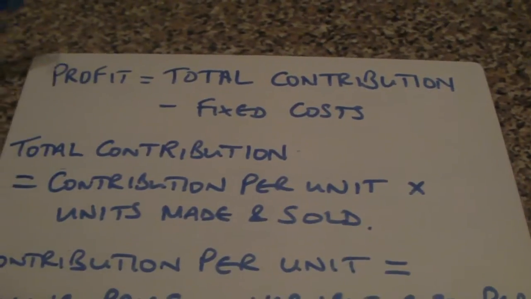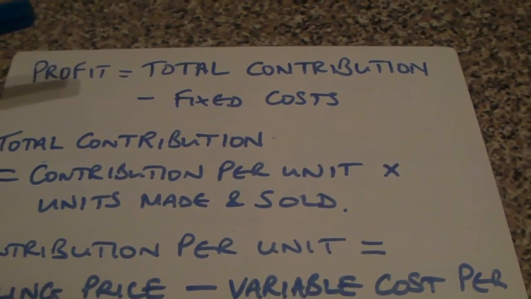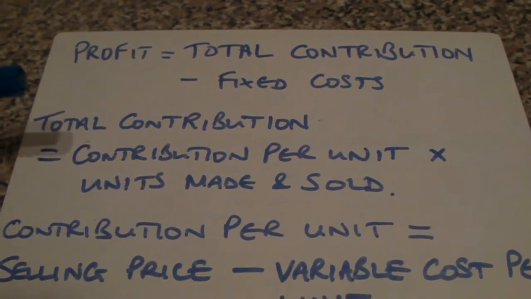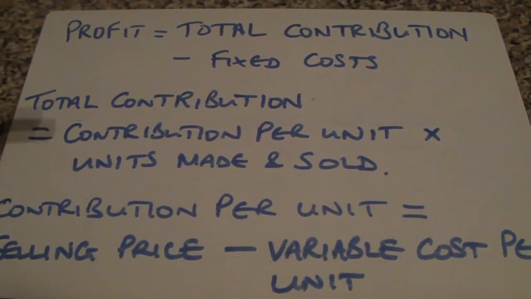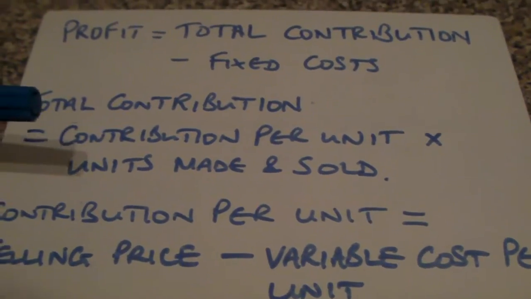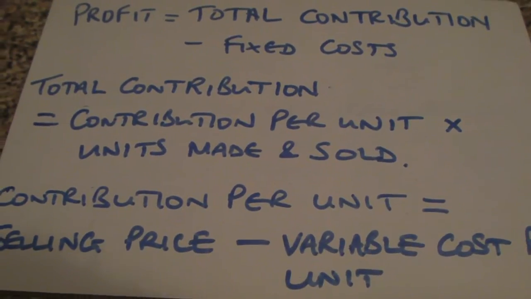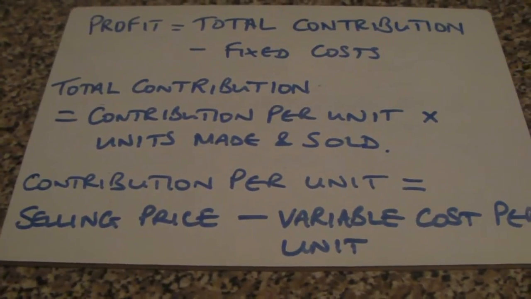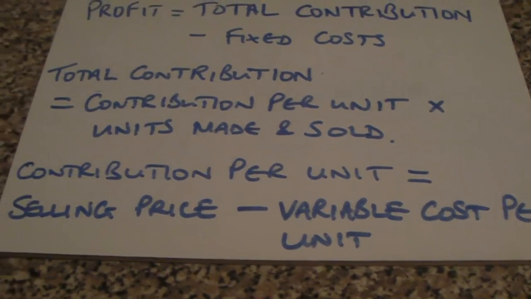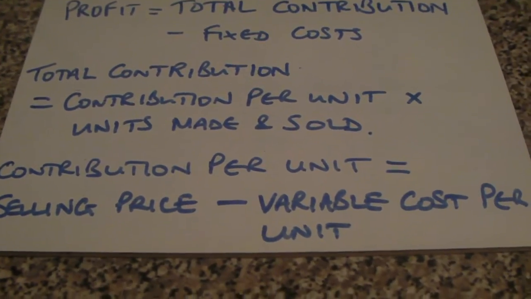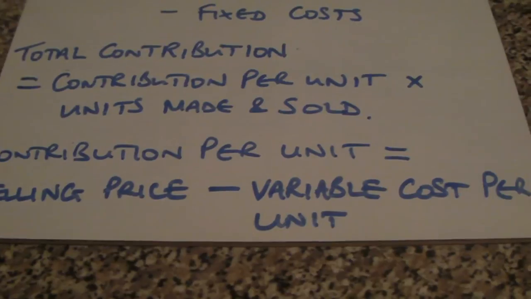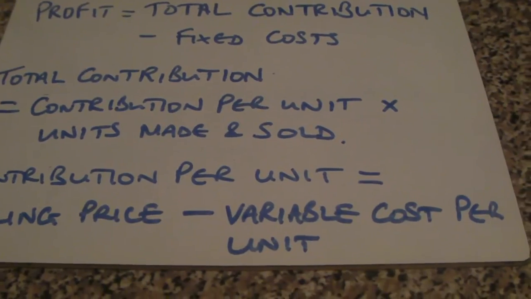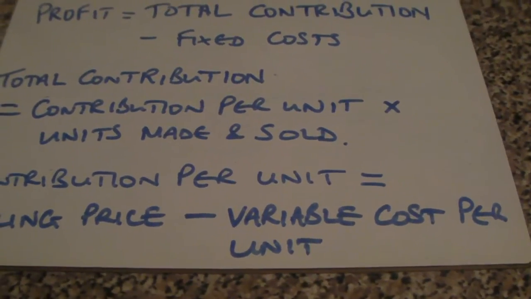So the simple formula for calculating profit is total contribution minus fixed costs. And remember, our total contribution is calculated by finding out our contribution per unit and multiplying that by the number of units that are made and sold, or perhaps the number of units being forecast to be made or sold if we're looking at forecast profit for a business. The contribution per unit is the selling price minus the variable cost per unit. So if you imagine selling something to a customer for £100, and you incur £60 of variable cost, raw materials, perhaps some packaging, in order to make your product, the remaining £40 is contribution per unit.